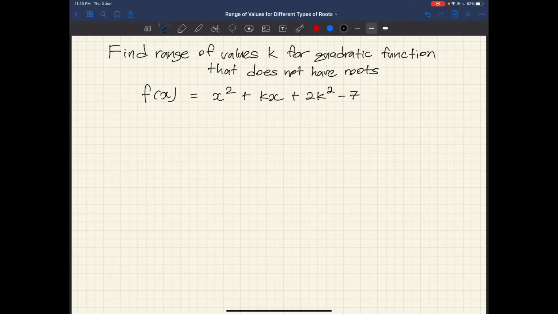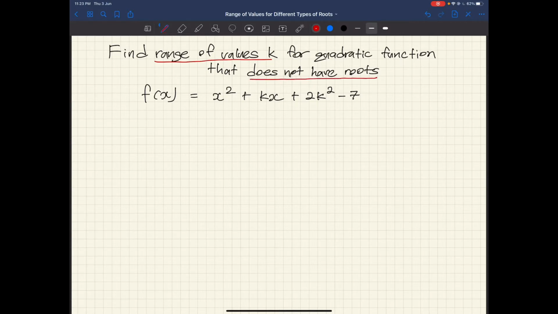So, today we will go through another example of a quadratic function, and this time what I have for you is something to relate with the range of values for different types of roots. So, let's look at the question. Find the range of values of k for a quadratic function that does not have any roots.